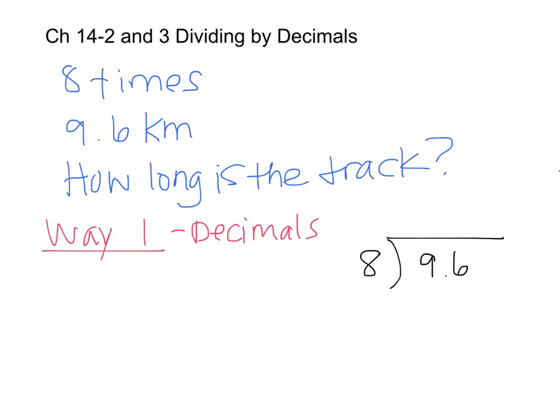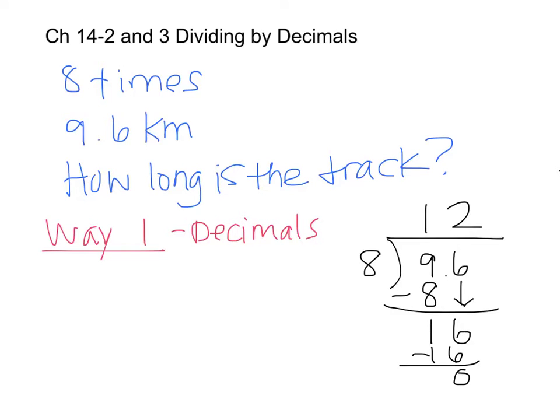So you would divide as if it were a whole number, right? So how many times does 8 go into 9? Once. Very good. 8 times 1 is 8. And then you bring it down. 9 minus 8 is 1. Now we know that 8 cannot go into 1, so we need to bring down the 6 and make a new number 16. How many times does 8 go into 16? 2. Very good. 8 times 2 is 16. 16 minus 16 is 0.